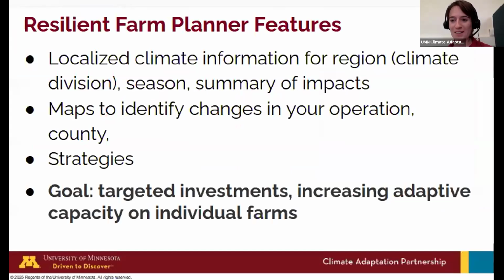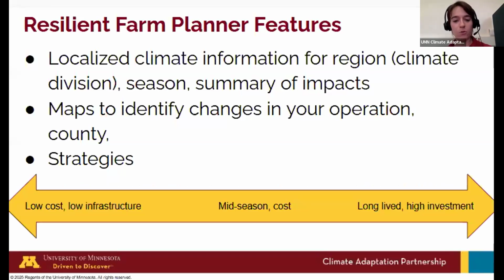So let's talk about the features before we go to our live demo. The Resilient Farm Planner features include localized climate information for different regions across the state based on your climate division. You can find information about a particular season, and within that season, you'll find a summary of impacts. So, talking about, again, changes for that particular region and what it might mean for those of us who are working in agriculture. We've included some maps in the tool so that you can identify changes and how they might impact your operation in your particular region or county, or if you're interested in looking at how those changes might impact you relative to the rest of the state. And then importantly, we've included a laundry list of strategies that people might be able to employ, again, with the goal of fostering targeted investments and increasing adaptive capacity on individual farms.